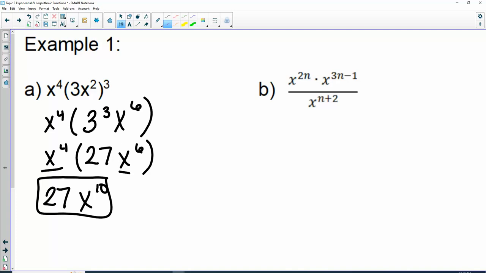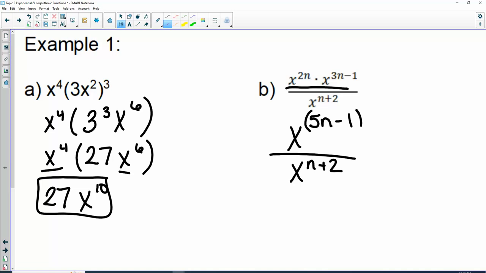Alright, B. Where would we begin? Okay. These x's are multiplied so we can add their exponents. So 2n plus 3n minus 1 would be 5n minus 1. If we are dividing with those x's, what do we have to do with our exponents? Subtract. Now we have to be careful. We're subtracting the whole thing. So I have 5n minus 1 minus this n plus 2.